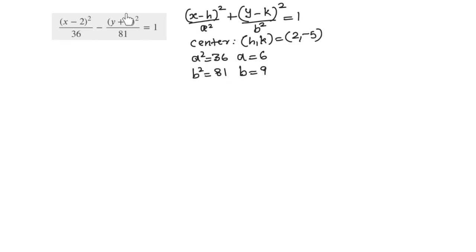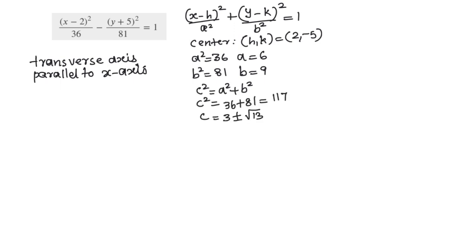I just copied down the equation from the previous page. So here h is 2, k is negative 5. So center is at (h, k), (2, negative 5). And this is a square, this is b square. So a and b are 6 and 9. Since this equation is starting with x square minus, then the transverse axis is parallel to the x-axis. We can find c using the formula c square equals a square plus b square.